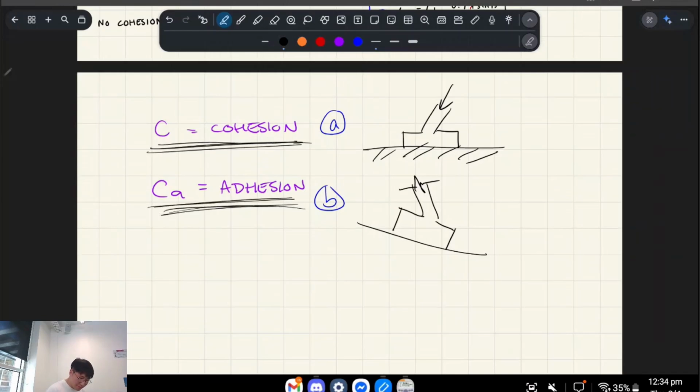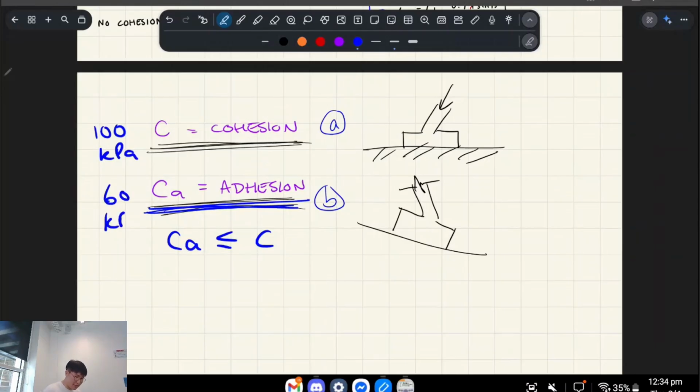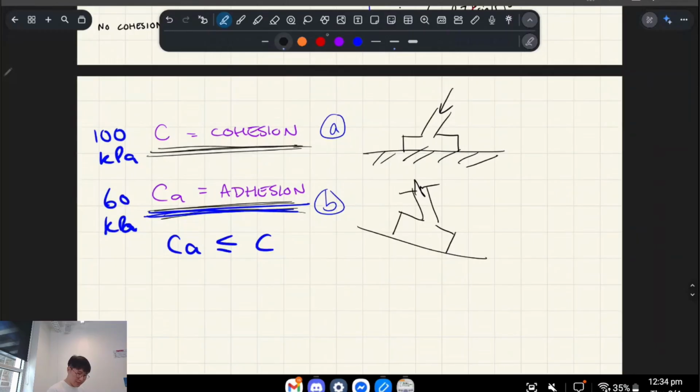But the thing is about these values, right? So let's just say we have 100 kPa of cohesion, right? Adhesion's always less than or equal to cohesion, okay? So this could only be 100 or less. So sometimes they'll give you some kind of fraction for it or whatever. And it depends on your particular topic that you're analyzing. Like the piles topic has a specific way of calculating adhesion from cohesion, but there's different approximations for adhesion and cohesion and stuff. Okay.